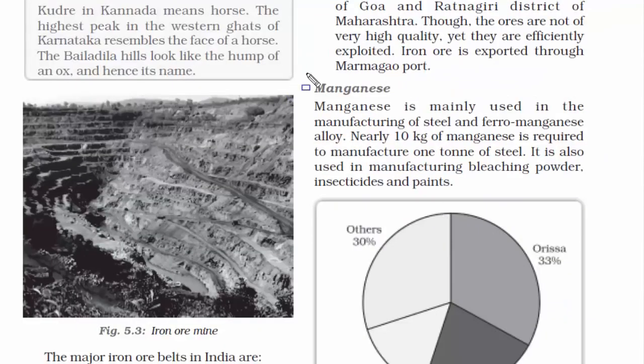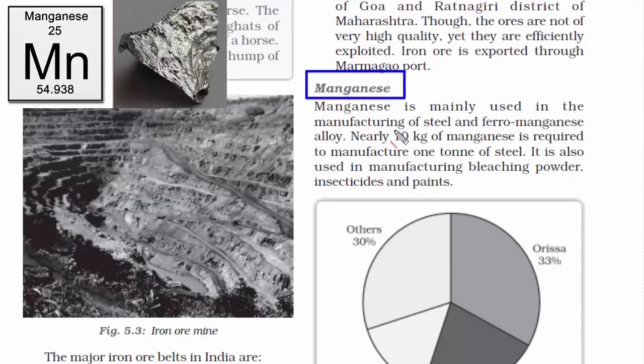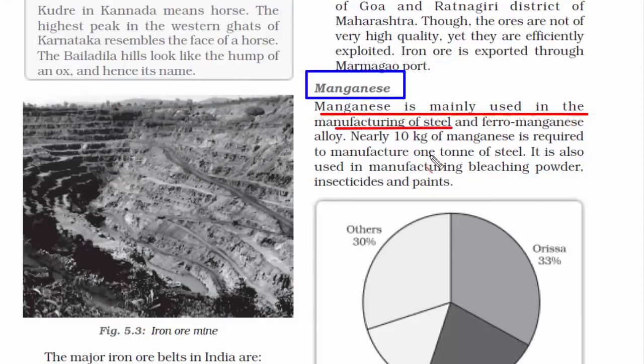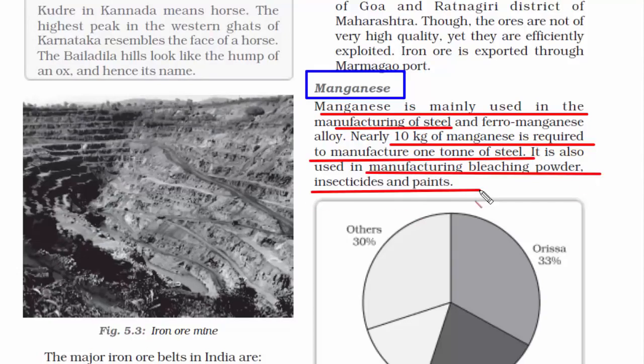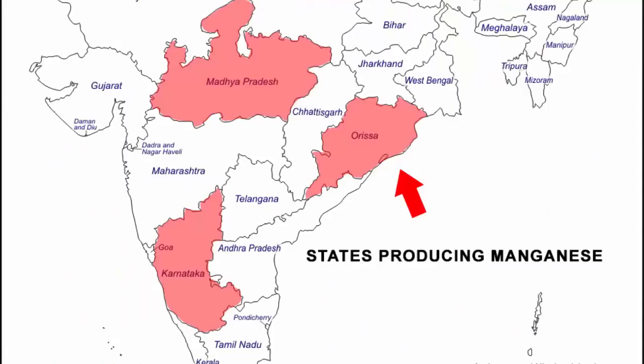Moving to the second mineral, which is manganese. It's mainly used in the manufacturing of steel. There is an estimate that 10 kg of manganese is required to manufacture 1 ton of steel. It is also used in manufacturing of bleaching powder, insecticides, and paints. Now, Odisha is the largest producer of manganese ores in India.